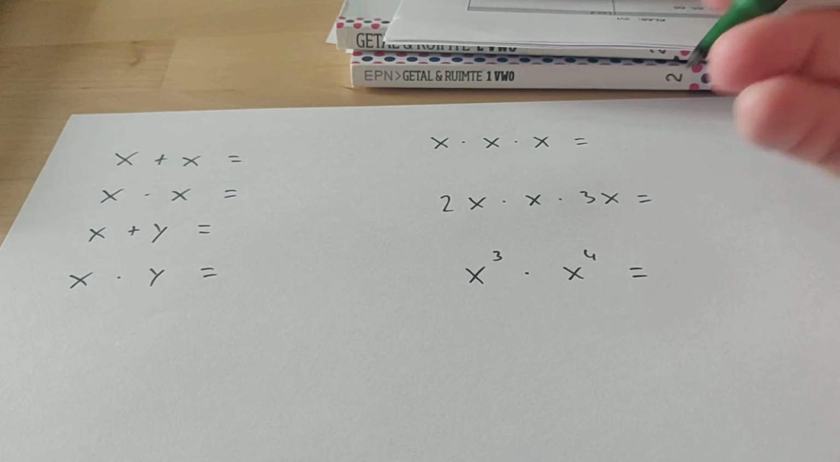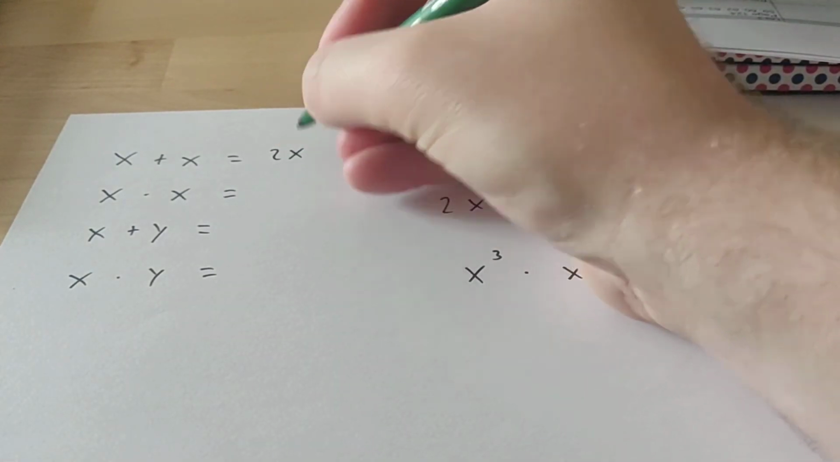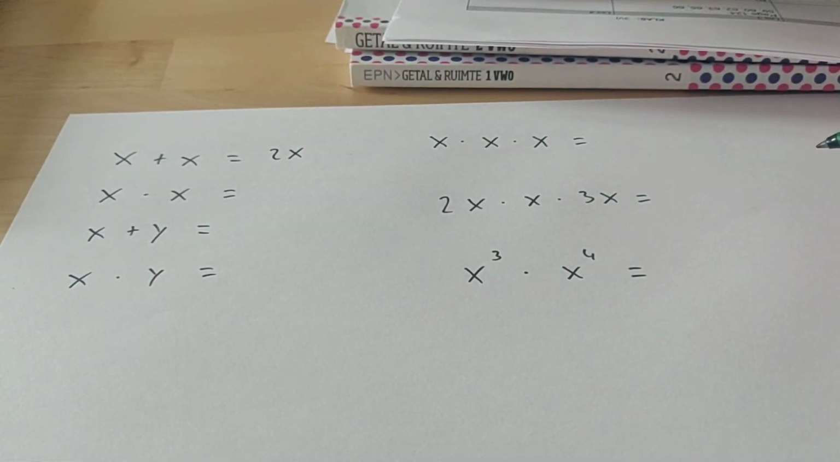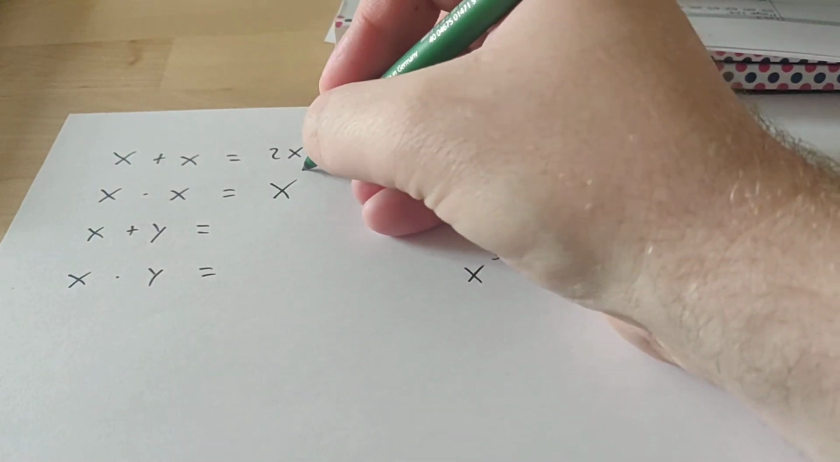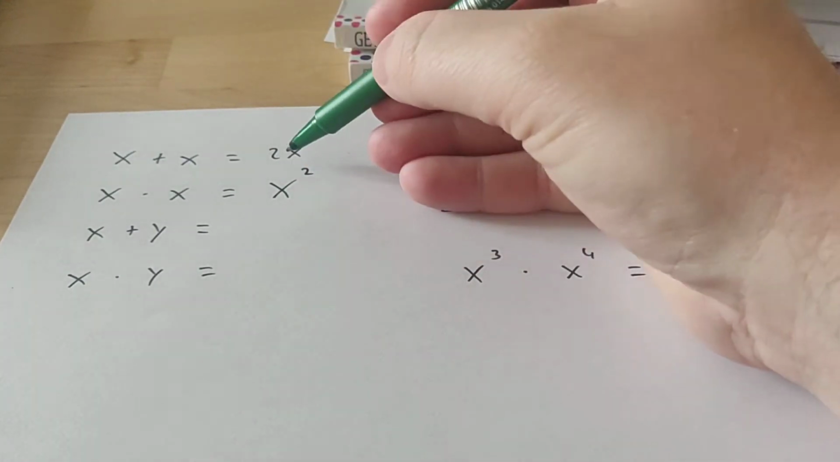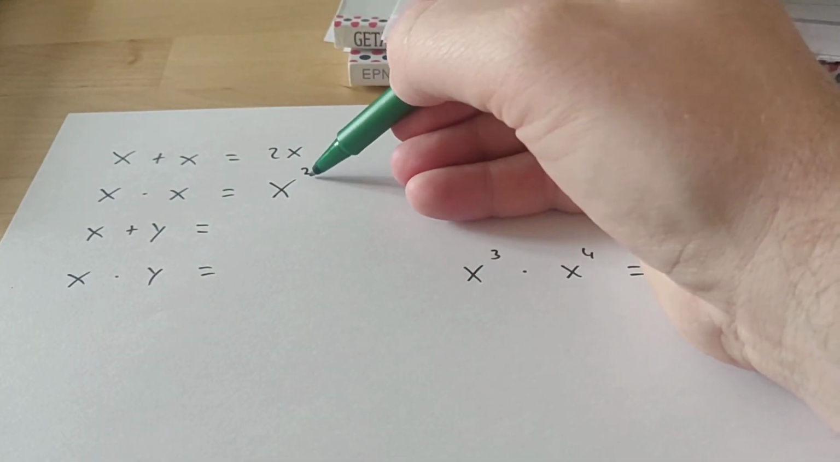If you do x plus x, you get 2x. But if you do x times x, you get x to the power of 2. Right, know the difference? Here it's just 2x and here you get a power.